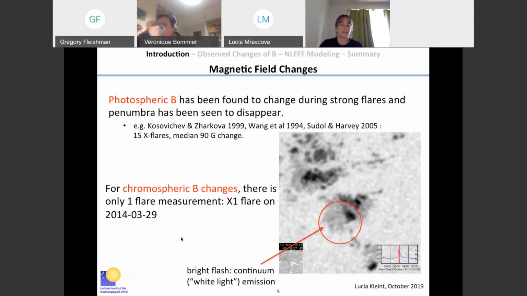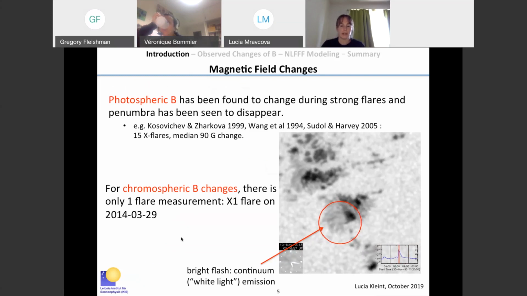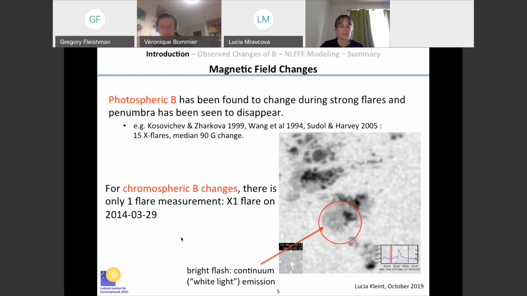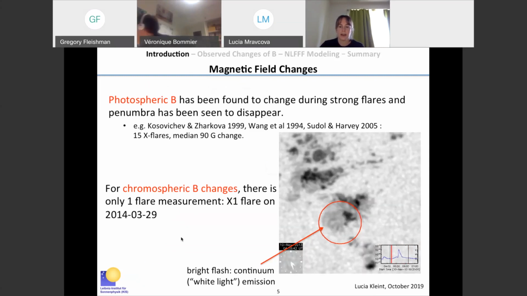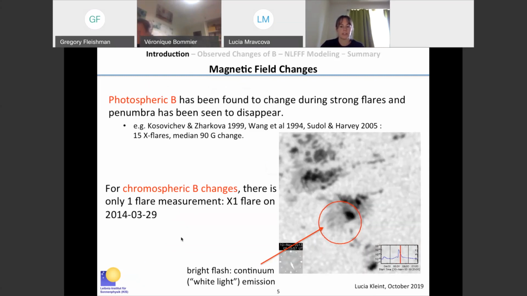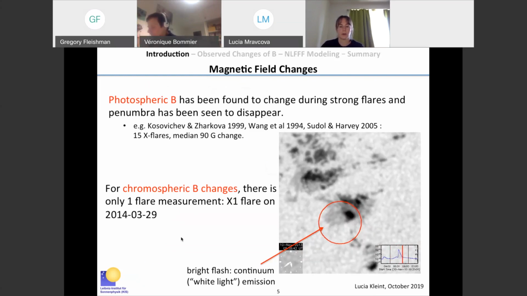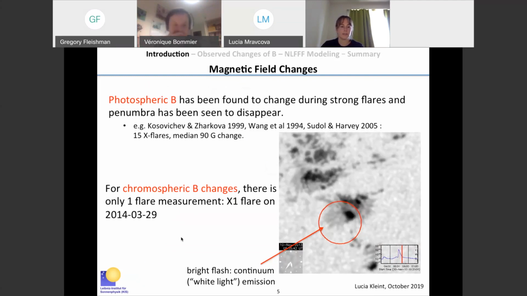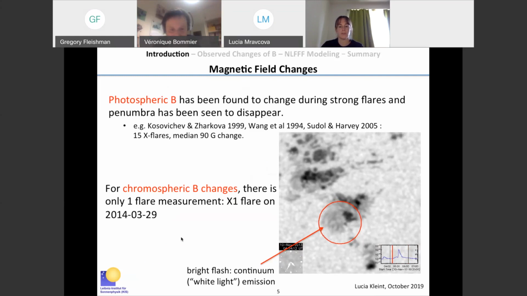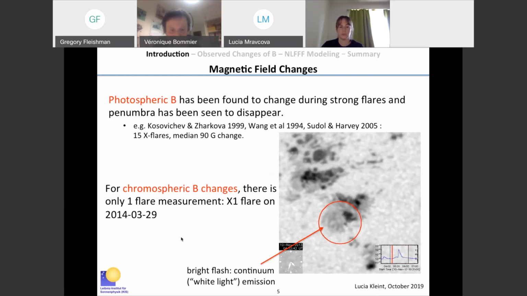So far we know that the photosphere is changing. We have seen that many times. In the 90s especially, it was discovered by Wang, Kosovichev, Tarkova, and so on. What these authors reported is that the magnetic field changed abruptly, not continuously, but abruptly during flares. And later statistical studies have even shown that it's on average a quite large change, something like 90 Gauss in one study.